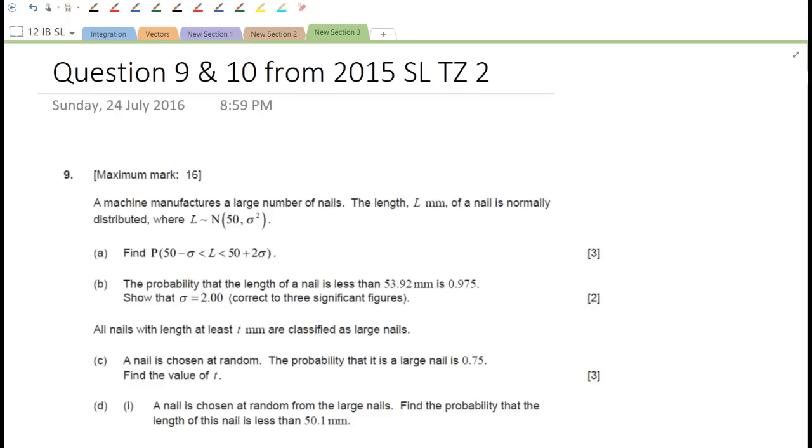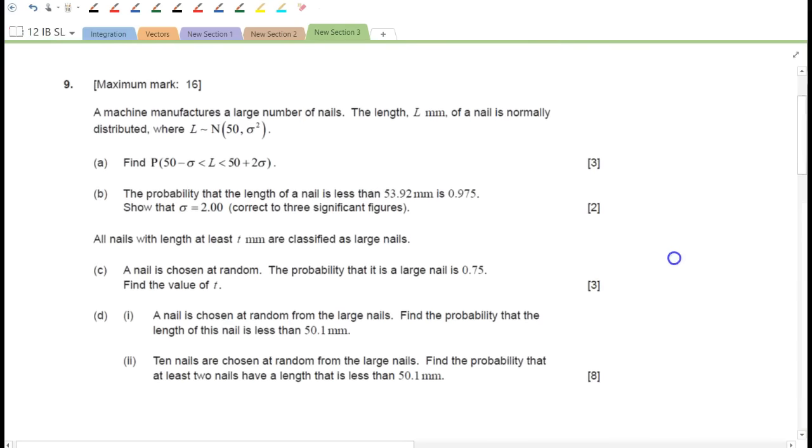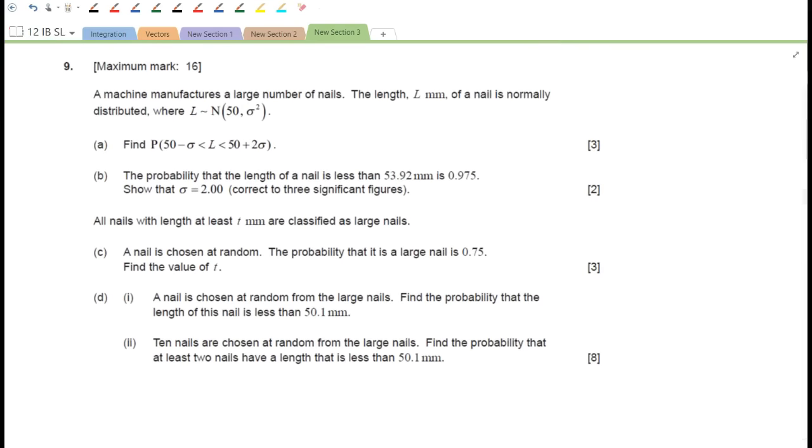Right, we're looking at questions 9 and 10 from the 2015 Standard Level Time Zone 2 paper. Firstly, question 9. What have we got here? We've got a machine manufacturing a large number of nails.